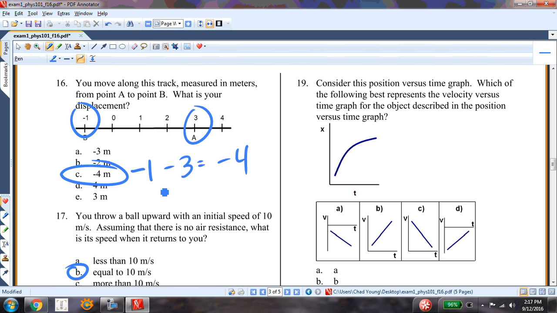Consider this position versus time graph. Which of the following best represents the velocity versus time graph described in this position versus time graph? Well, initially I have a big positive velocity, and then I have a small positive velocity. Big positive velocity, small positive velocity. So C is right for 19.